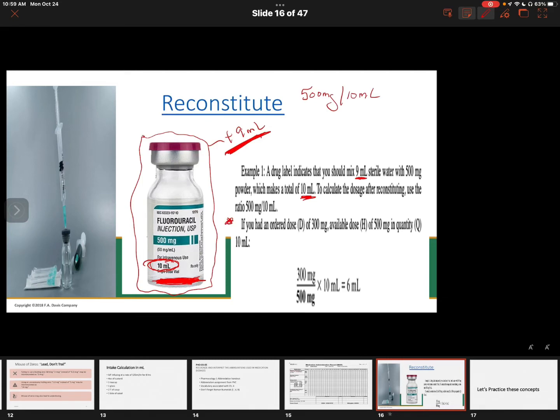If you had a dose that was ordered of 300 milligrams, and what you had available is 500 milligrams, and the volume or the quantity is 10 milliliters, this is how you would set up the problem. 300 milligrams is the drug that's ordered. 500 milligrams is what you have on hand, so we would take the 300, divide it by 500, and then multiply it by 10, and we would come up with the answer of 6.